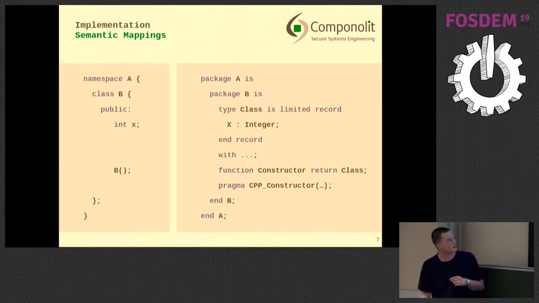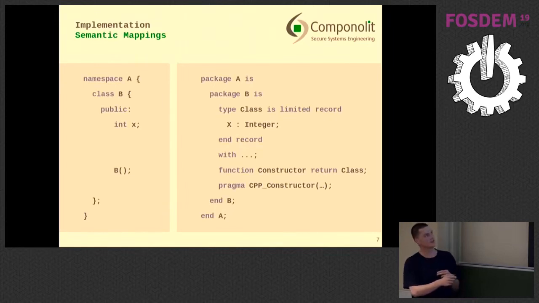So how does this look? We have a small class, the namespace and a class, and we have a public member and just the constructor. And the generated code is a package A that represents the namespace, and a package B that represents the class.